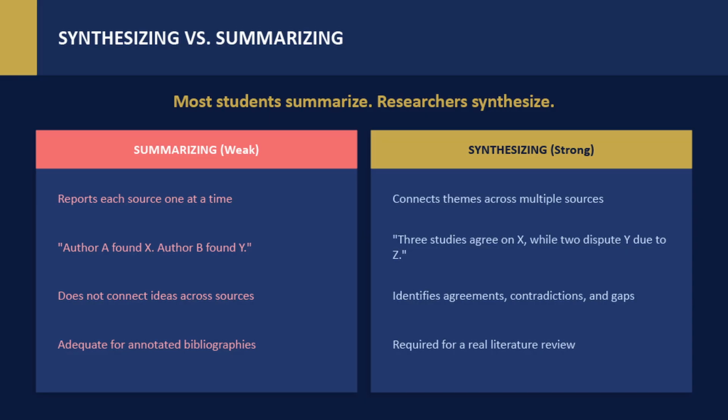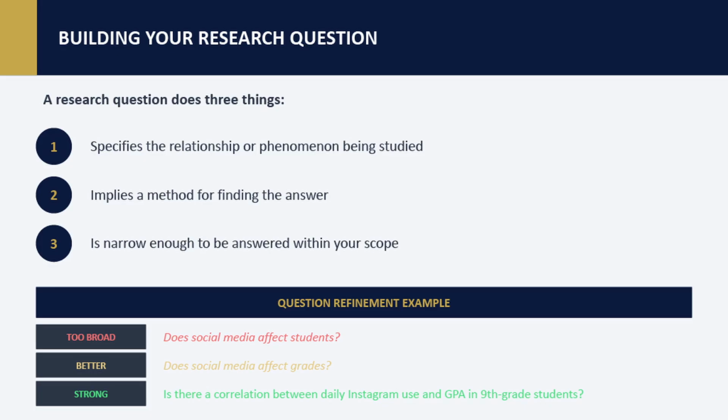So yeah, building your research question. So a research question does three things. It specifies the relationship or phenomenon being studied. It implies a method for finding the research, and it's narrow enough to be answered within your scope. So the perfect example of a question refinement. So a question like, does social media affect students? So it's too broad, and we already know that things like social media affecting students have been done many, many times.